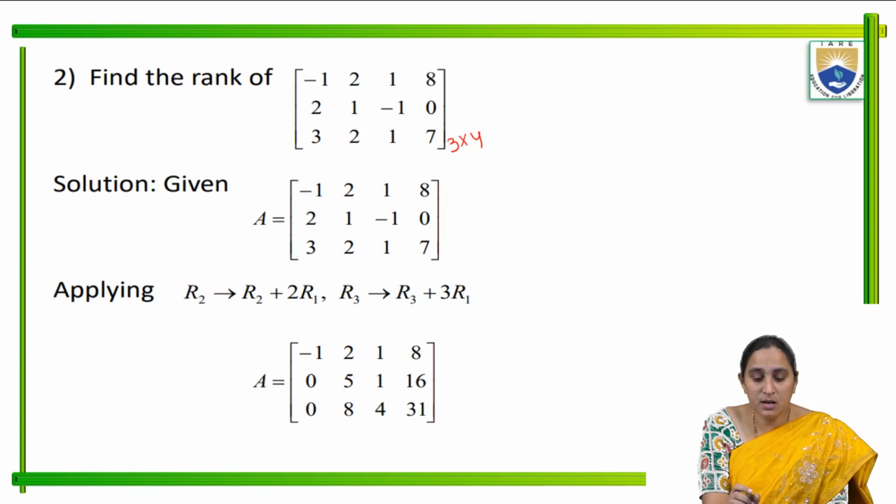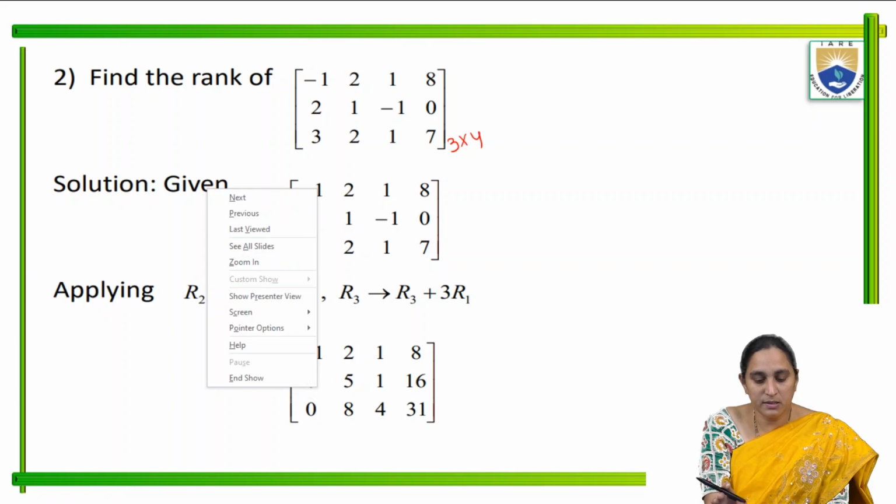Same concept here. First I'll make the entries in rows 2 and 3 of the first column zeros. For that I'm using the row operations: R2 tends to R2 plus 2R1. Next, R3 tends to R3 plus 3R1. R2, I'll make the first element 0 with respect to R1. For that, 2 minus 1 into 2, 2 minus 2, that is 0.